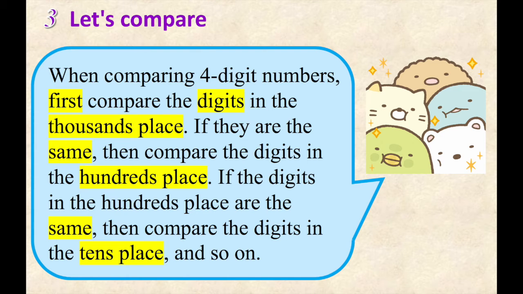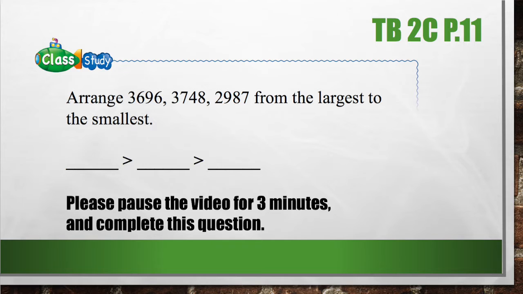To conclude, if we want to compare the 4-digit numbers, first, we need to compare the digits in the thousands place. If they got the same number, then compare the digits in the hundreds place. If the digits in the hundreds place are the same again, then we compare the digit in the tens place, and so on. Let's try comparing the 4-digit numbers by yourself. Pause this video for 3 minutes and complete this question first. We will check the answer later.